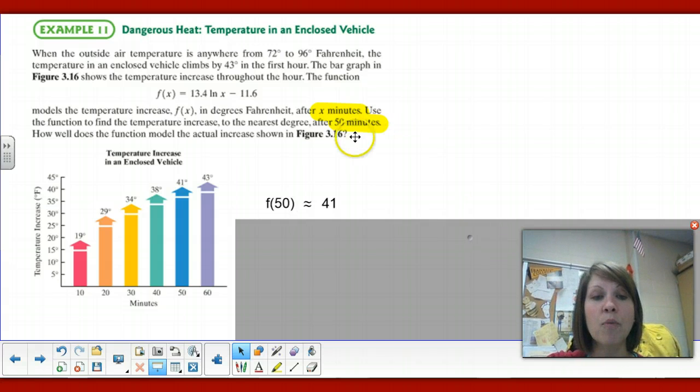If we check that with the chart, 50 minutes out, 41 degrees, this is temperature increase in an enclosed vehicle, good problem for the summer, then we can see that the model matches the chart very, very well.